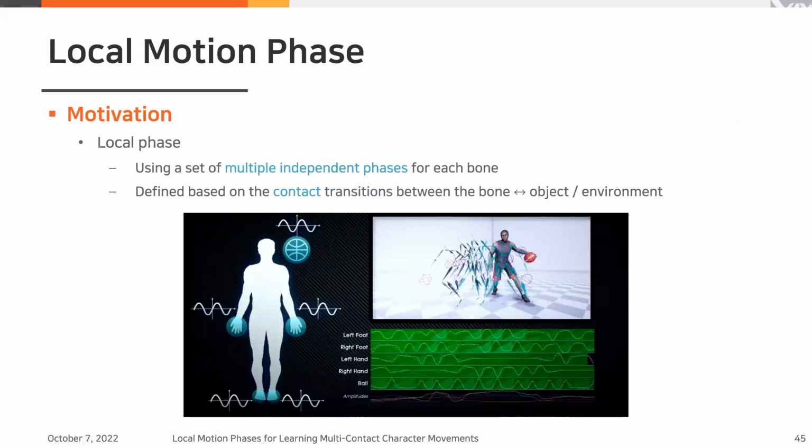To handle this issue, this paper inverted the original concept of using a single global phase to a set of multiple independent local phases for each bone. So based on the contact transitions between each bone and the environment, the local phase can be extracted from the movement in a fully automatic manner.